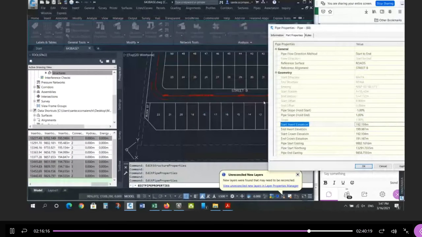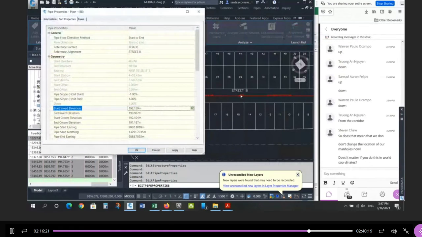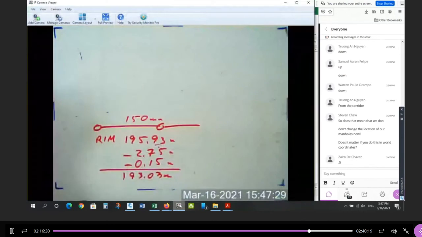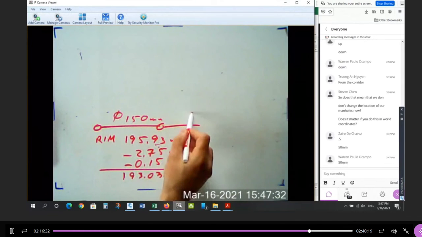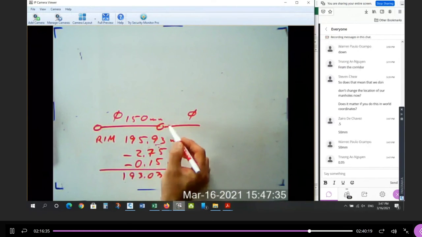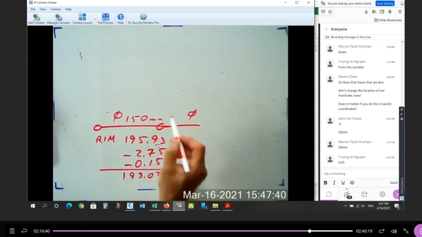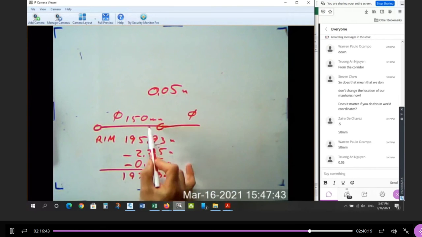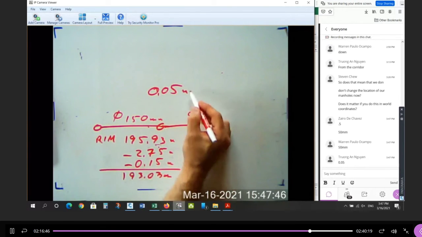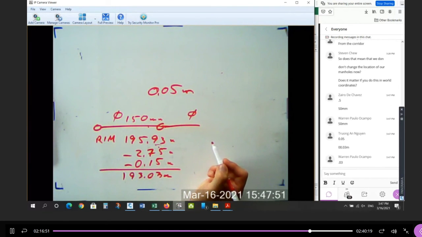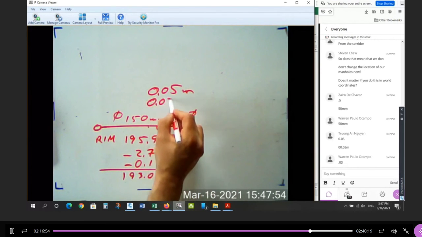Now look at the pipes. What's the difference in pipe size between these two pipes? What's the difference between this pipe diameter and this pipe diameter? 50, yeah, that's right. So 0.05. What's the minimum drop for straight through for sanitary sewers? Remember my rule, 369. Yeah, it's 0.03.